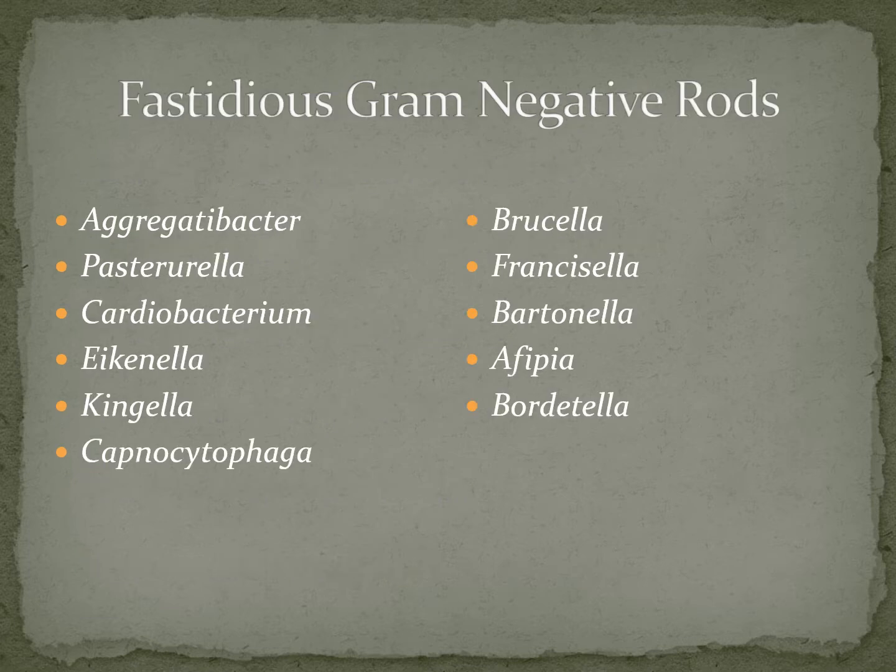So here's kind of a nice comprehensive list of the fastidious gram-negative rods. We've got Aggregatibacter, Pasteurella, Cardiobacterium, Eikenella, Kingella, Capnocytophaga, Brucella, Francisella, Bartonella, Afipia, and Bordetella. So let's go ahead and start talking with Aggregatibacter.